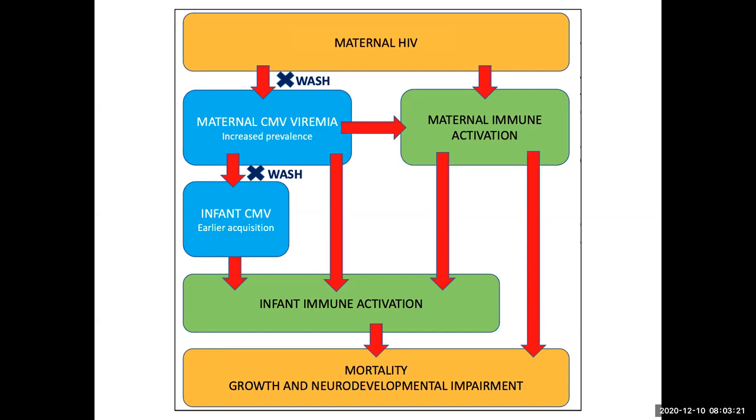And all of these things combined could be one of the reasons for the excess mortality, growth and neurodevelopmental impairment that we are seeing. And we think that our water sanitation and hygiene intervention could affect these two stages here, either preventing mothers living with HIV from becoming CMV viremic, or by reducing the transmission of CMV from mother to child.